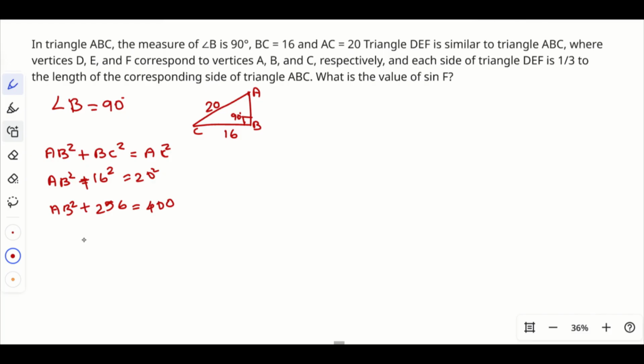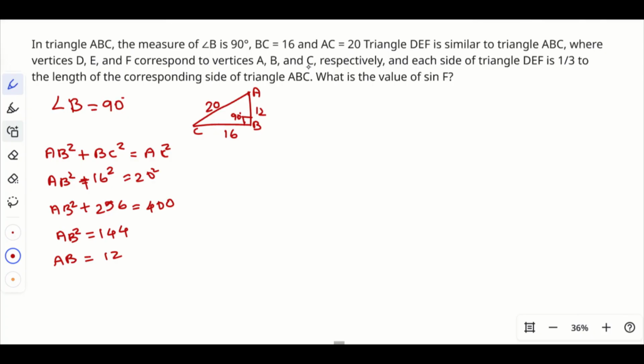Now we can rearrange the values. AB square is equal to 400 minus 256, that will give you 144. Now you can take the root. What is root 144? That will be 12. So AB is equal to 12. So the three sides of the triangle ABC are 12, 16 and 20.